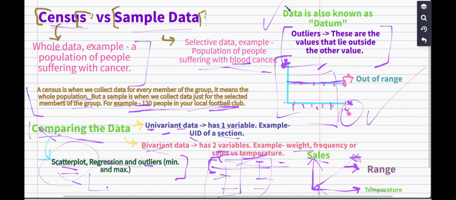And one more point you should remember, that data is also known as datum. These are the particular things that you must remember.